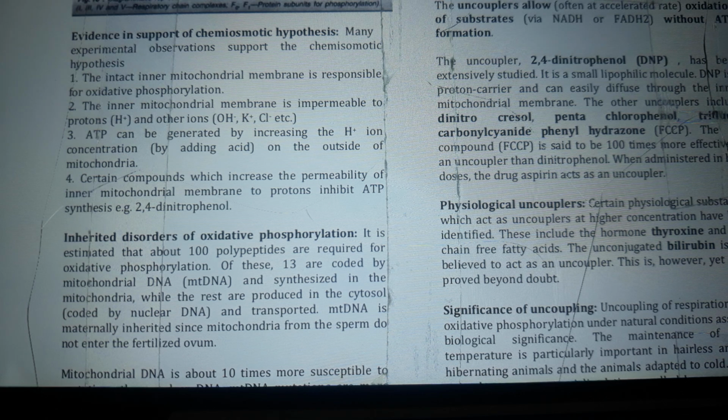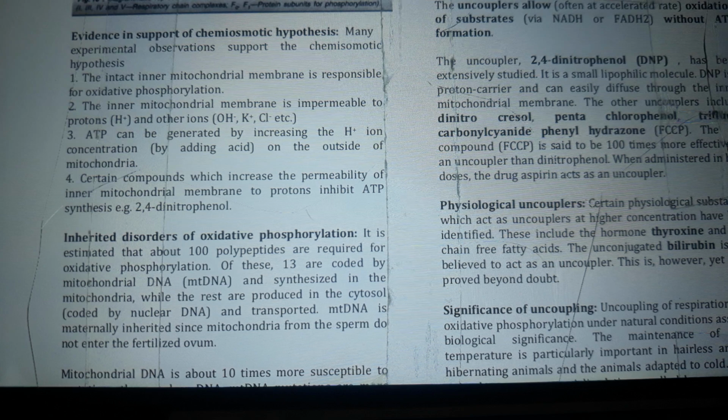Inherited disorders of oxidative phosphorylation. It is estimated that about 100 polypeptides are required for oxidative phosphorylation. Of these, 13 are coded by mitochondrial DNA, mtDNA, and synthesized in the mitochondria, while the rest are produced in the cytosol, coded by nuclear DNA, and transported. Mitochondrial DNA is maternally inherited since mitochondria from the sperm do not enter the fertilized ovum.